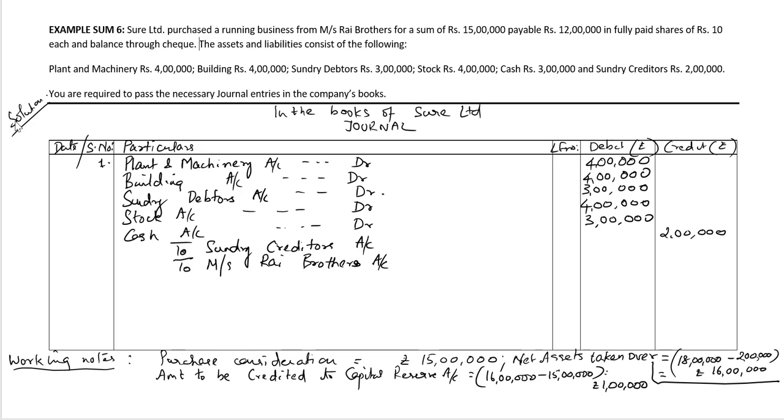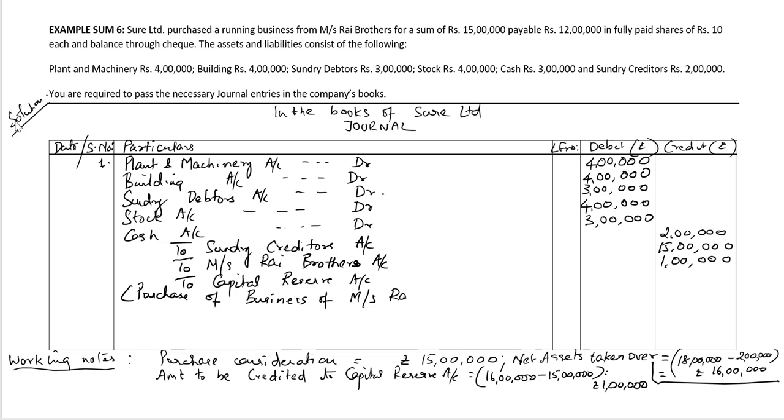Account, the amount of purchase consideration 15 lakh rupees, and to capital reserve account ₹1 lakh. Narration: purchase of business of Mrs. Rai Brothers.